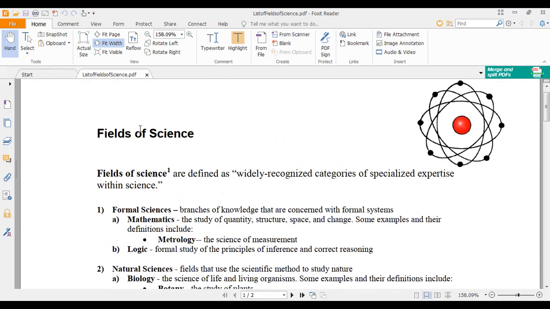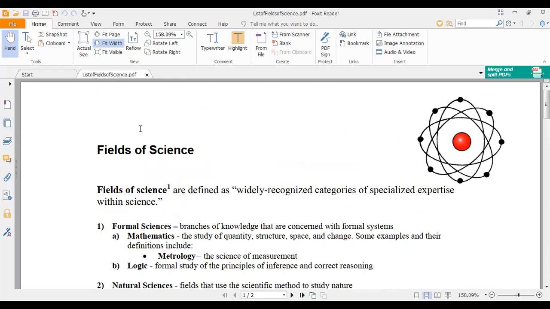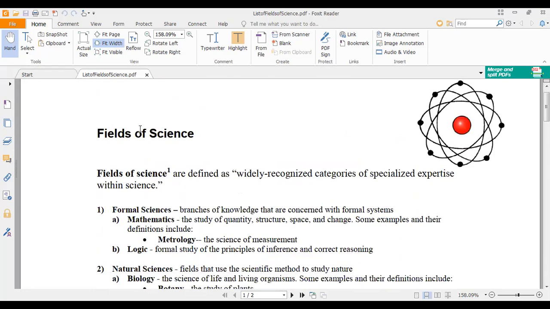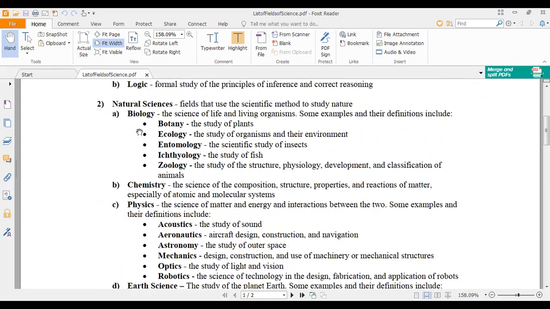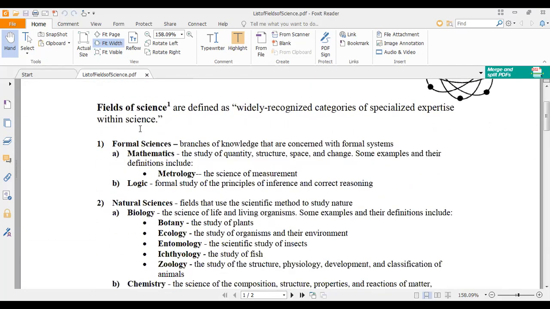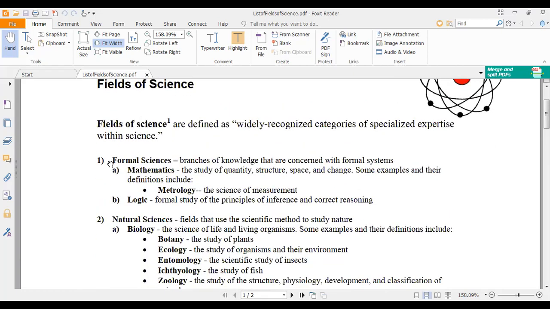Now these are the general fields of science. These fields of science, we are going to study them one by one. Next lecture, we are going to talk about formal sciences in general, some related terms and terminology, or talking about terminology and the translation of these technical terms.